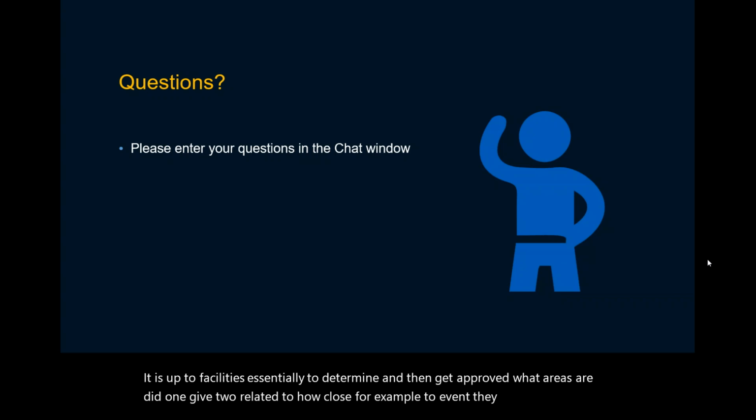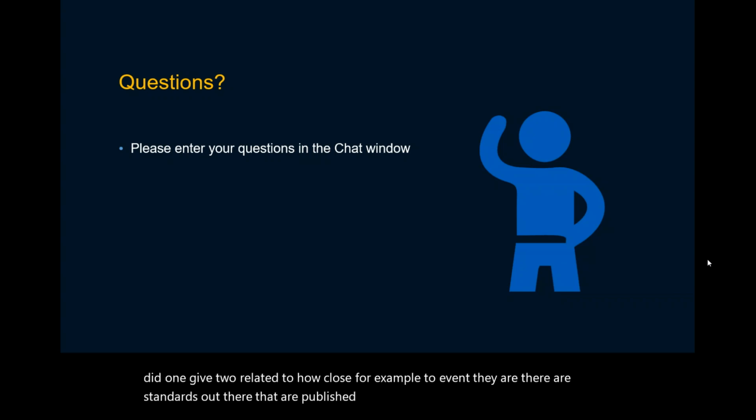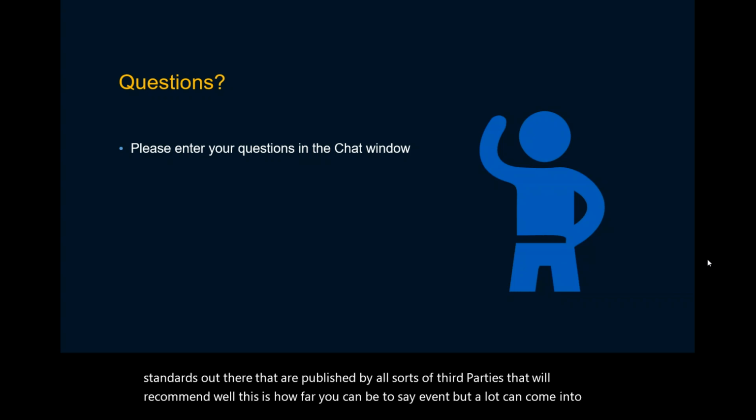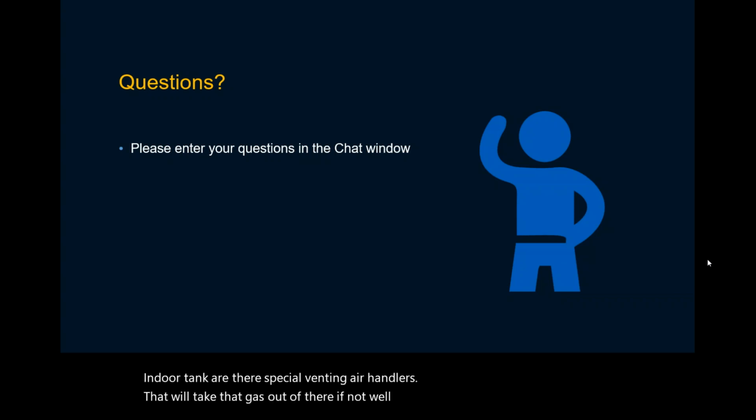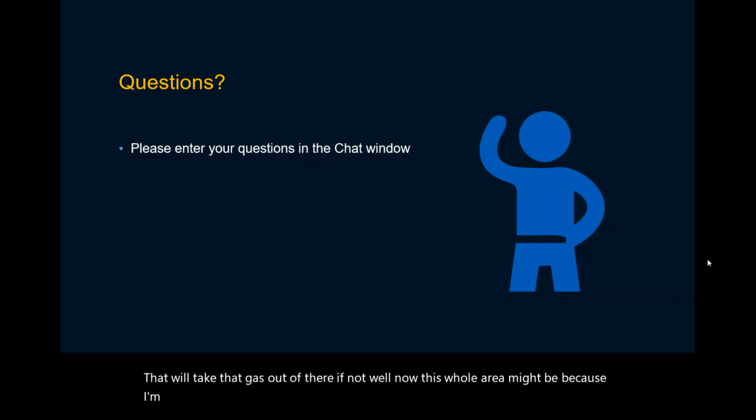There are standards out there that are published by all sorts of third parties that will recommend how far you can be to, say, a vent, but a lot can come into play. Is this an outdoor tank, let's say it's a tank with a vent on it, or an indoor tank? Are there special venting air handlers that will take that gas out of there? If not, now this whole area might be hazardous because I'm building up the gases. A lot can go into play there.